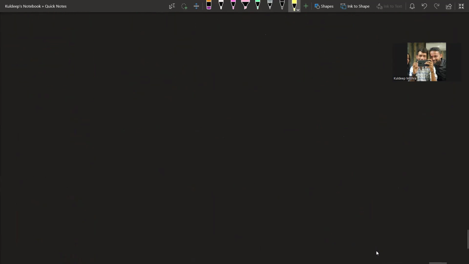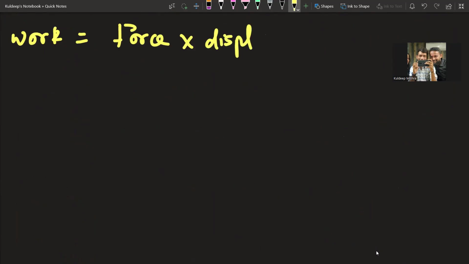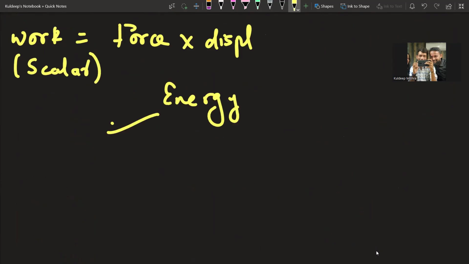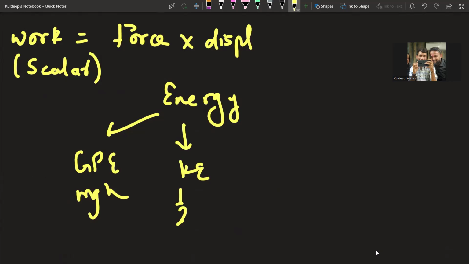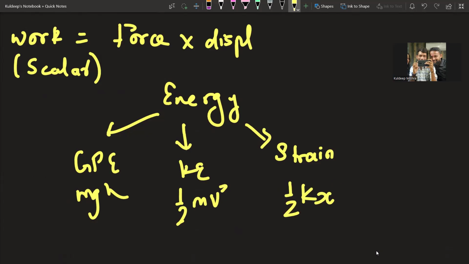When we talk about energy, first we must know what is work. Work is force into displacement, and it is also a scalar quantity. Now the energy forms we have are gravitational potential energy, mgh; kinetic energy, energy due to motion, half mv square; and strain energy. For strain energy, although it is half kx square, they don't ask numericals about it. They ask numericals about the other two only.